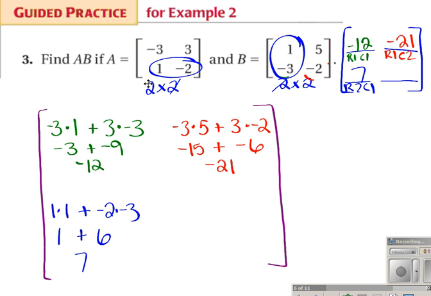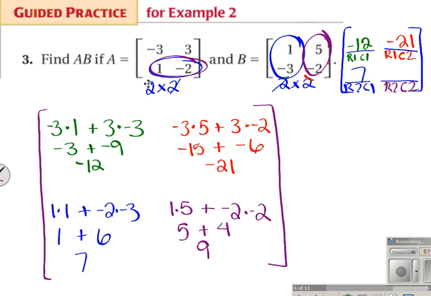And our last element is row 2, column 2. So I'm multiplying row 2 by column 2. So I have 1 times 5 plus -2 times -2, which is 5 plus 4, which is 9. So here we have our final product, a 2 by 2 matrix, 4 elements, -12, -21, 7, and 9.